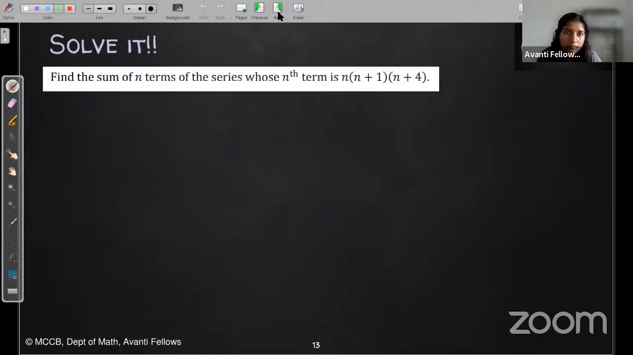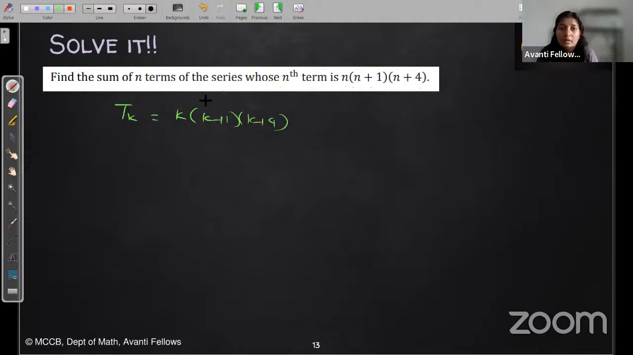Next, in the next section, there's a question. Find the sum of n terms of the series whose nth term is n into n plus 1 into n plus 4. If nth term is this, what will be the kth term? Tk will be equal to what? Just replace n by k. It will be k into k plus 1 into k plus 4, correct?